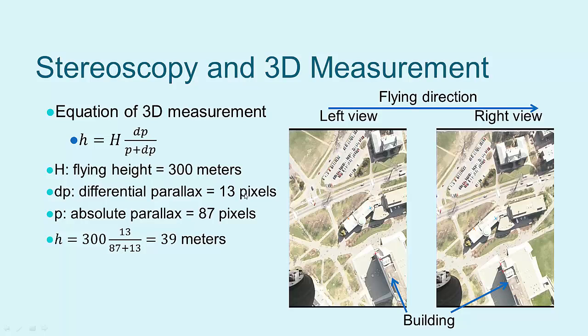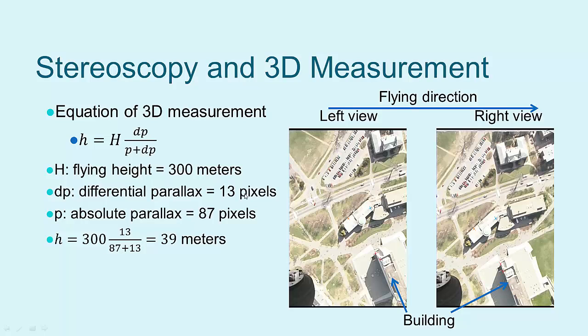Now we know the parallax is the principle used to infer the 3D information of an object from the camera. We can follow this equation to measure building height using stereoscopy. Small h is the height of the object. Capital H is the flying height, which we assume is given.